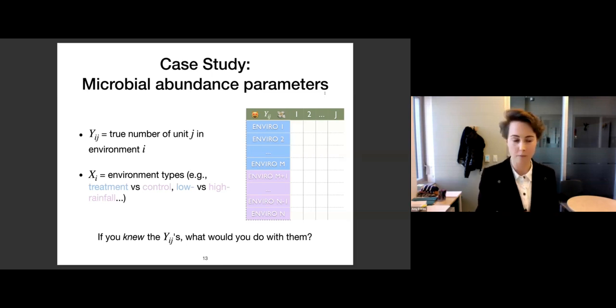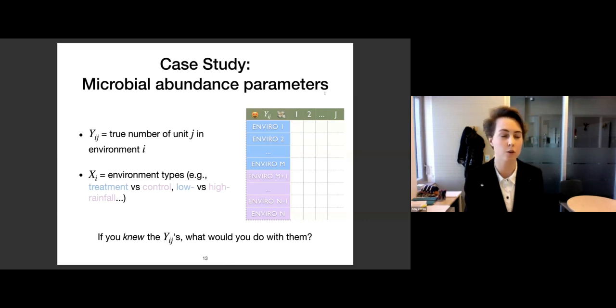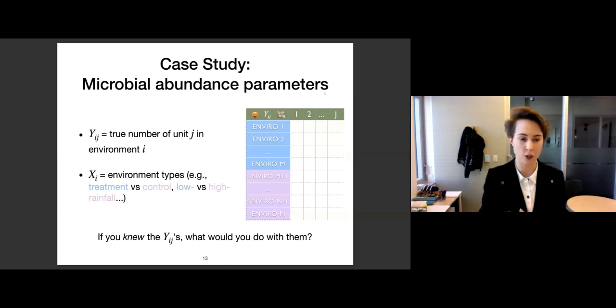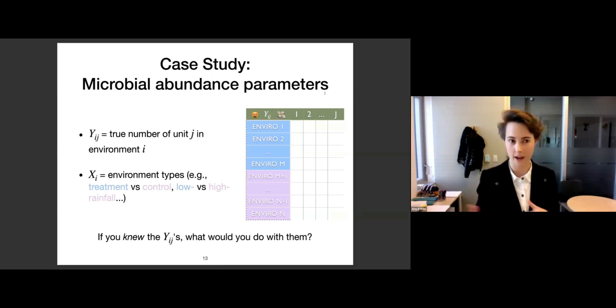So maybe one environment was subjected to some sort of soil amendment. Maybe it was from a patient who had a particular disease diagnosis. It could be from a study site that had high rainfall as opposed to low rainfall, and so on. So I'm using that to index the colors of my environments here. Okay, so that's a high-level model for microbial abundances. And I want to ask you, if you knew these true microbial abundances, what would you do with them? There are so many possible things that you could do with them.